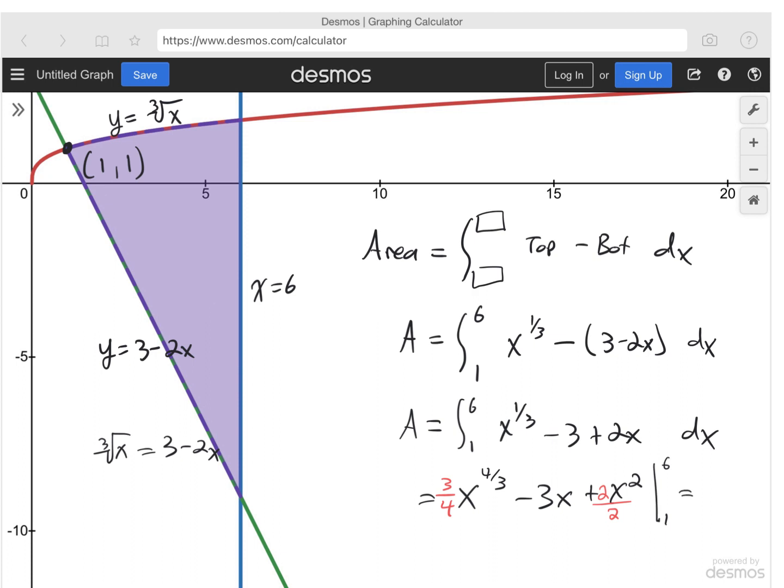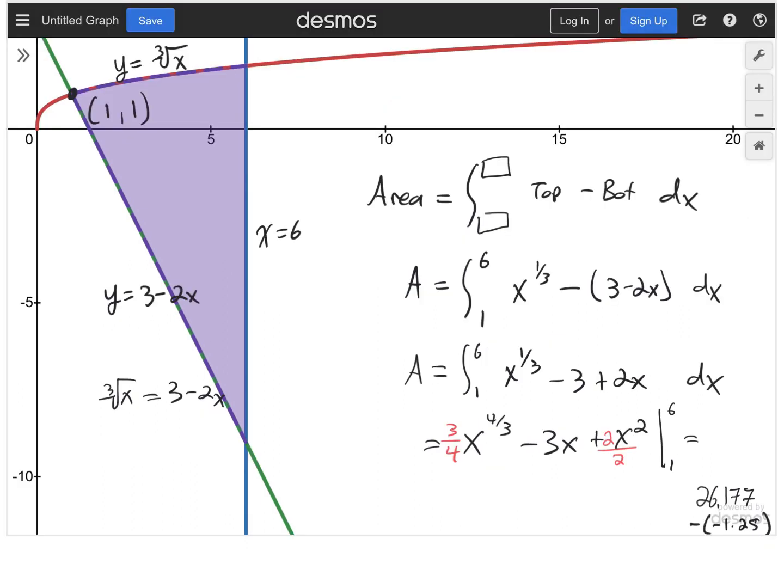All right, I'll pause the video. Let's take a minute to plug 6 into this function. We'll write that answer down here. Then I'll put 1 into the function. We'll write that answer down here, and then we'll subtract the two results at the end. All right, when I plug these numbers in, I get 26.177 for the first value when the function's evaluated at 6. When the function is evaluated at 1, I got negative 1.25. If I go ahead and subtract 26.177 minus a negative 1.25, I get 27.427. All right, and that is the final answer here.